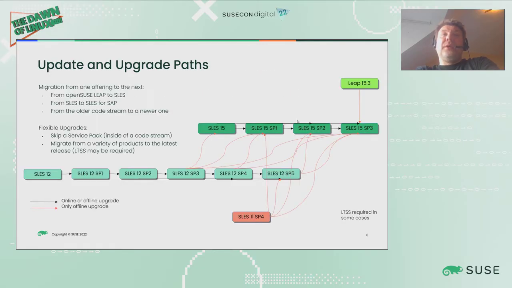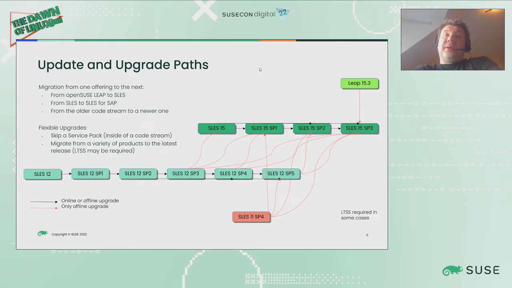Let's move to update and upgrade paths. First of all, you can see that we have a really dense network of possible upgrade paths. The dark line is online or offline upgrades, and the red line is only offline upgrades. Please check the release notes for the service pack you are interested in, to get this network into table format, which is probably better to consume.